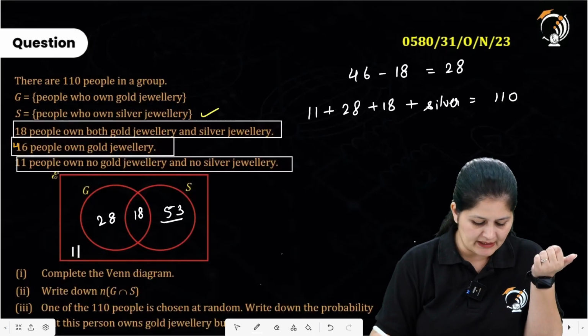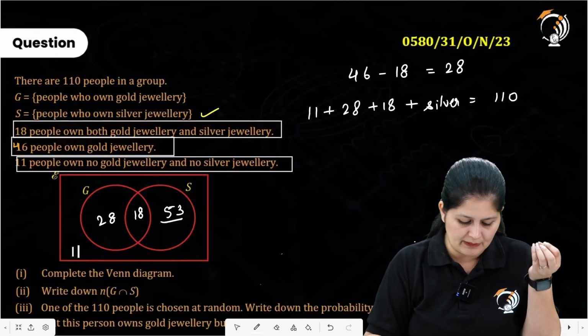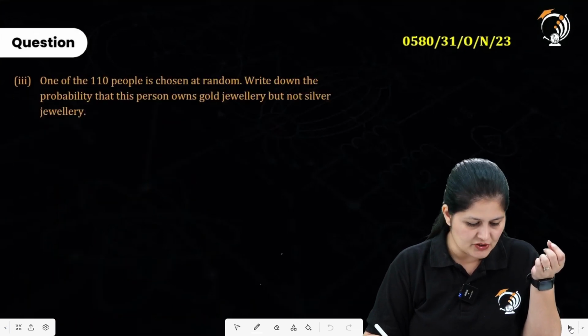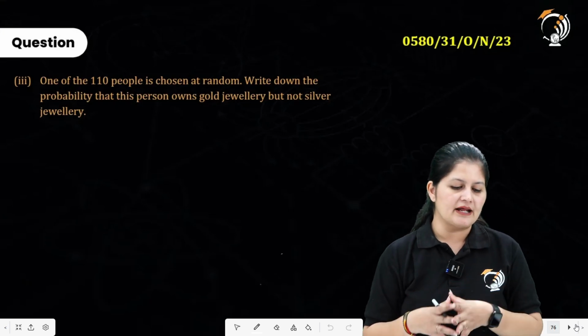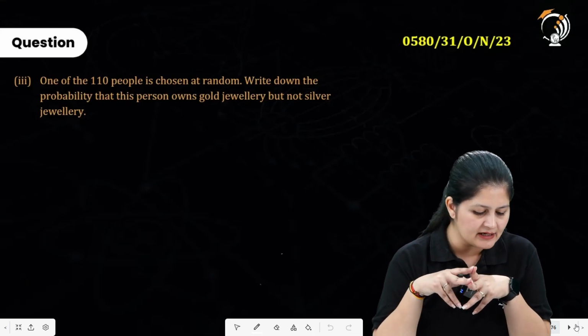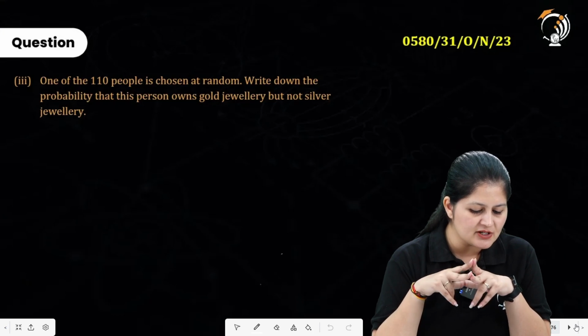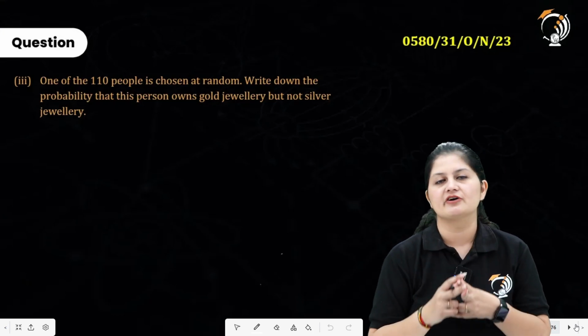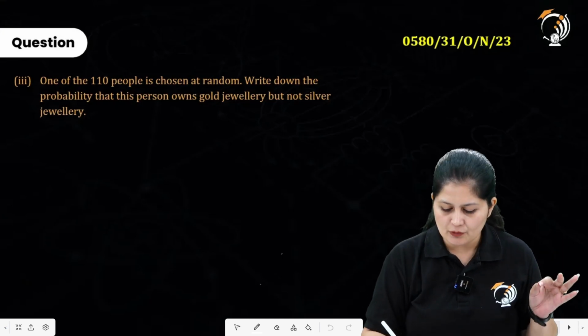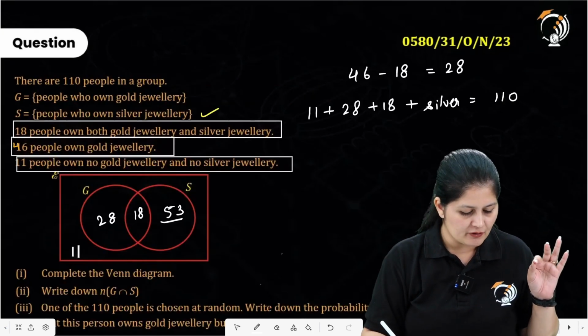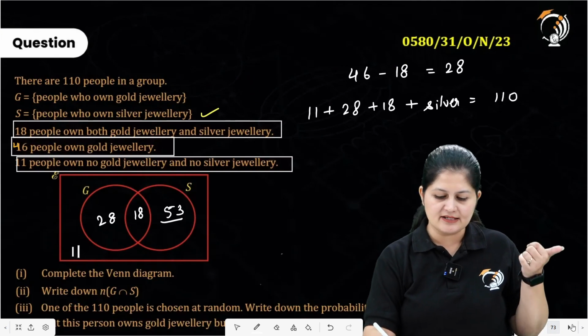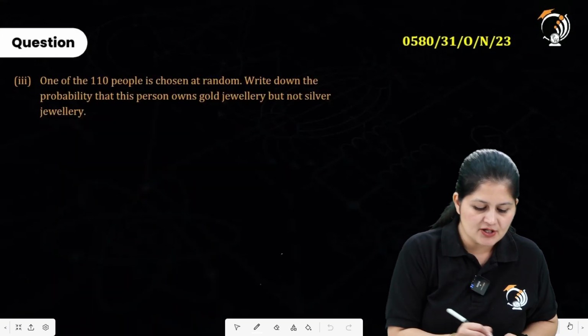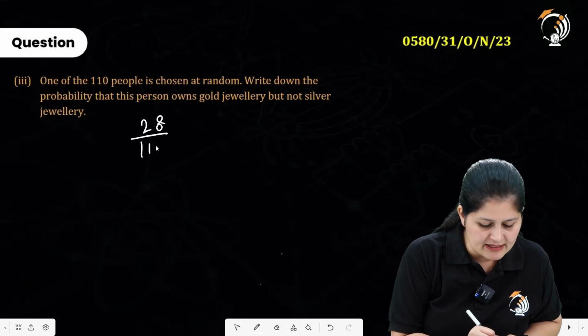Further, the next part says, one of the 110 people is chosen at random. Let me just read the question from here. One of the 110 people is chosen at random. Write down the probability that this person owns gold jewelry but not silver jewelry. So that means a person owns only the gold jewelry. So the probability is 28 out of the total, which is 28 over 110.